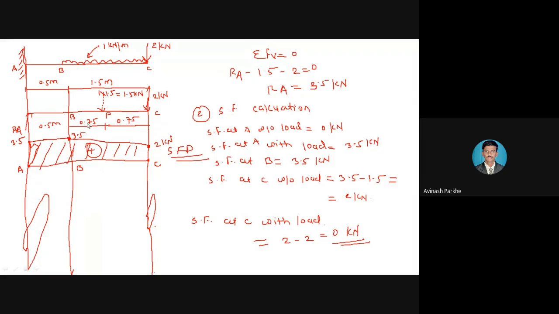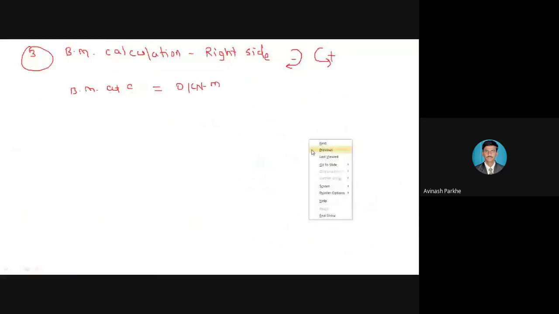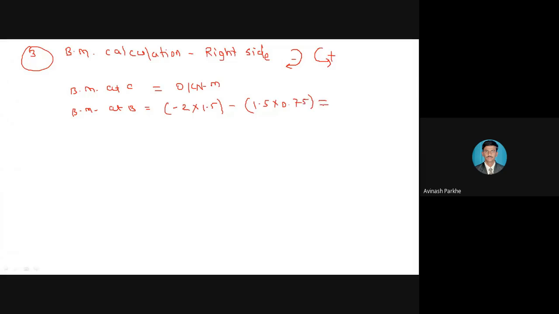Therefore, both the moments rotate in the clockwise direction. Therefore, we have to take it as negative, because we are starting from the right side. So here BM at B is equal to minus 2 into 1.5. This is the one point load. Another, the UDL converted into the point load, its magnitude is 1.5 into 0.75 is equal to. So what is the value?